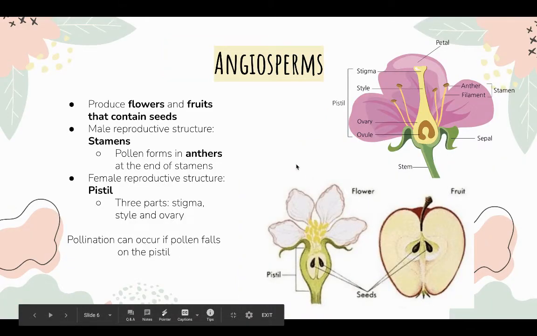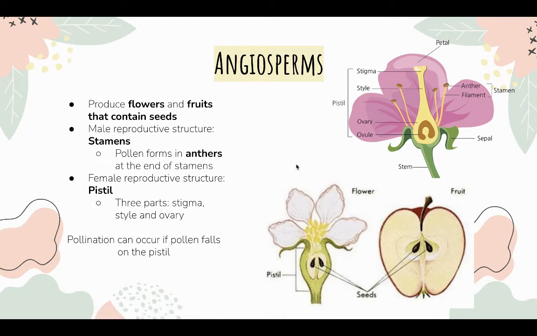Then there are angiosperms, which produce flowers and fruits that contain seeds. So the seeds are inside the fruit, and the fruit helps aid in pollination through attracting animals, and they also help protect these seeds.